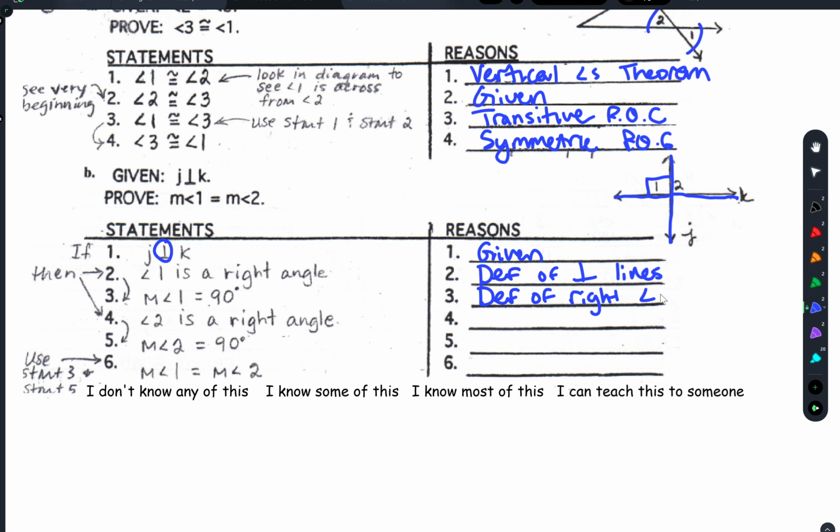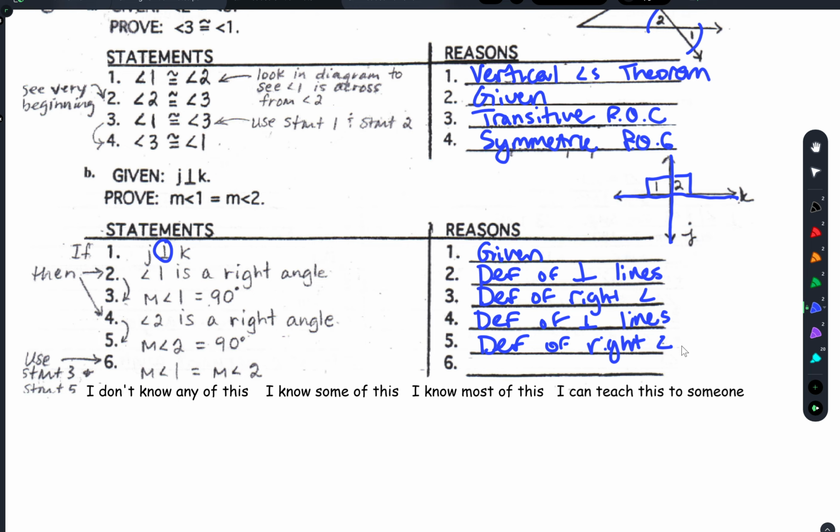Number 4, angle 2 is a right angle. How do I know that? Casper? Exactly. My pattern is going to repeat itself. There's not just one right angle at this intersection. There's actually 4 right angles. We only care about the 2 of them. So definition of perpendicular lines. So then my pattern repeats. Step 5 is definition of right angles. So again, we went perpendicular lines to right angles to 90 degrees.